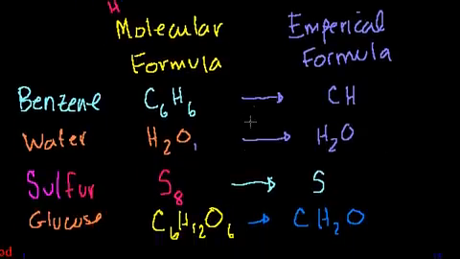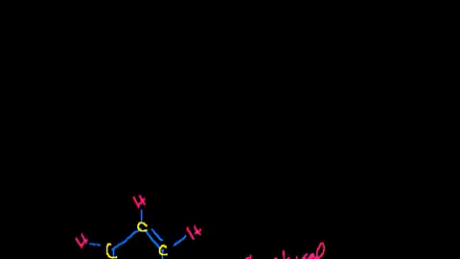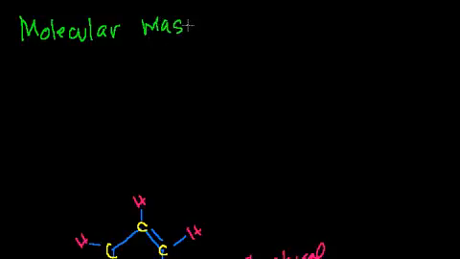Now let's see if we can use what we know about the formulas and the periodic table to think a little bit about the mass composition of some of these molecules. So the first thing to think about is, how do you figure out the molecular mass? Let me have a little periodic table down there. So, molecular mass.